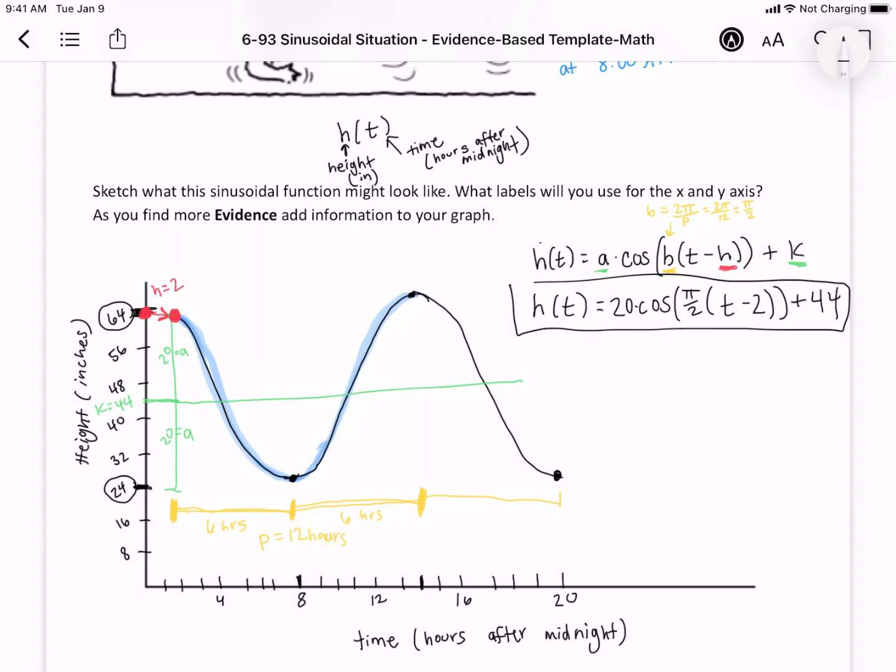tide to high tide to low tide to high tide. And this graph would go on forever and ever because the tides don't stop. Maybe if they get a lot of rain or if they have a drought, the midline would shift up or down. So if they got a heavy rain, the midline might move up to 45 inches. Or if they live in San Diego, California, and San Diego experienced a strong drought, maybe it would go down a little bit. But the idea is that it could go on forever.